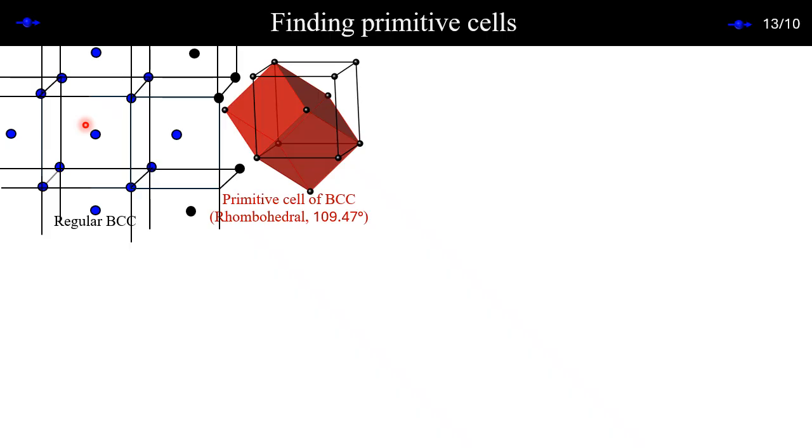How many? So one already inside, and from the corners you have one. So two. Okay, that means this is not a primitive cell. So a primitive cell must have one. So this is how a primitive cell would look.